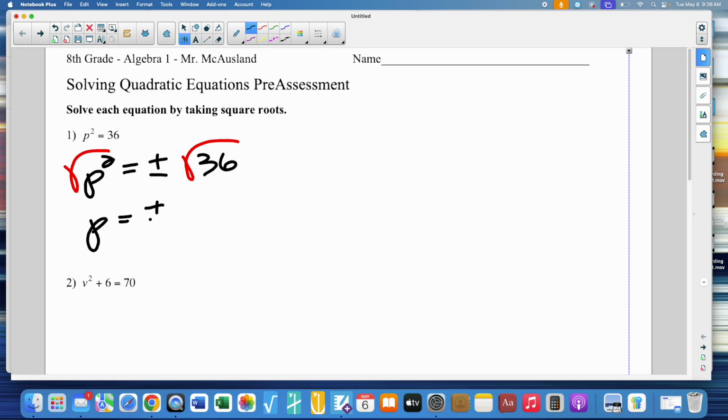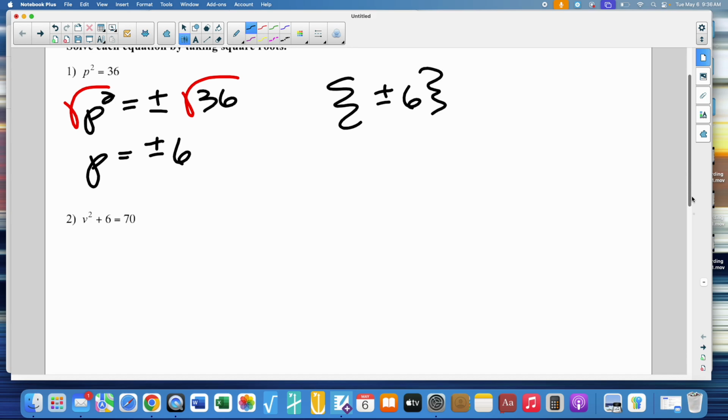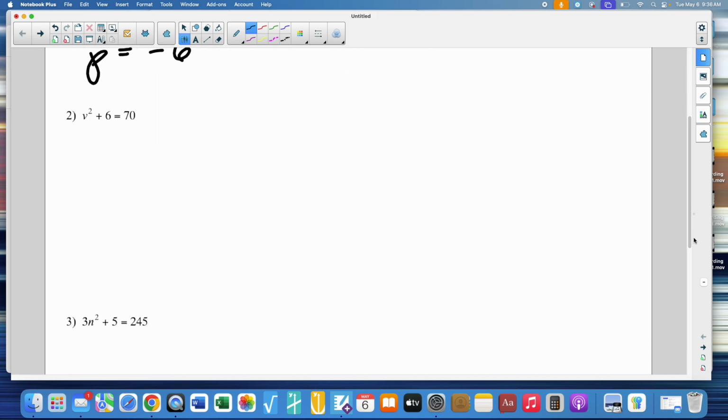Square root of 36 is a perfect square, so you get plus or minus 6. That is your answer, because we can have a positive 6 squared is 36, and we can have a negative 6 squared is a positive 36. Hence why we have to bring in that plus or minus.